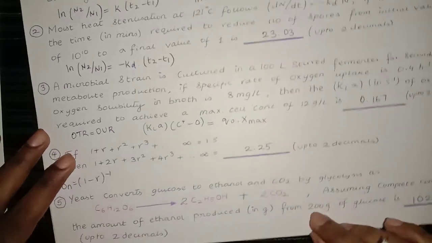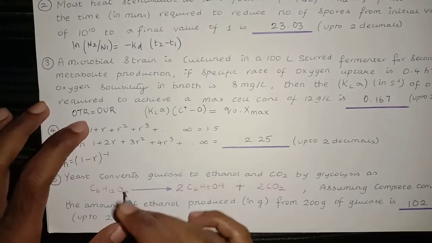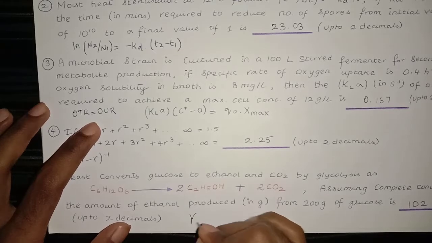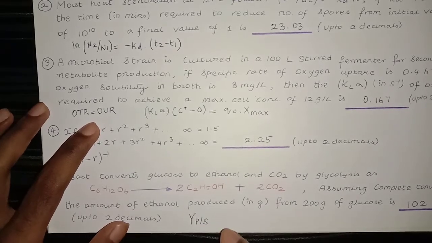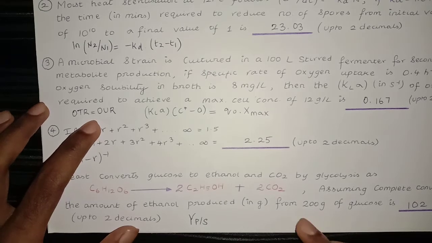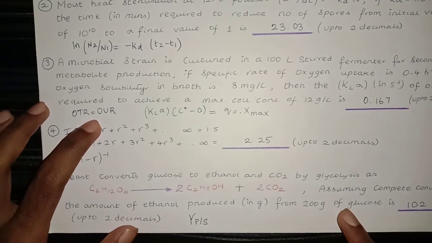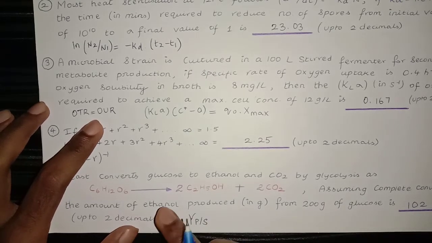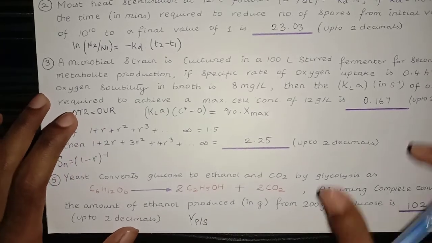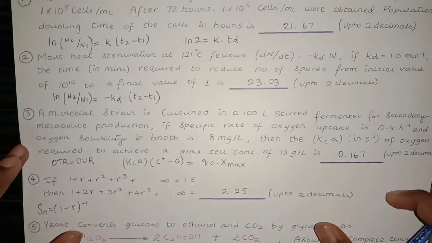And finally, we just calculate the yield coefficient Y_P/S, that is grams of product formed per gram of substrate consumed, and multiply by the amount of substrate that is fed to get the desired amount of product that is being formed. That is here about 102 grams of ethanol is formed.